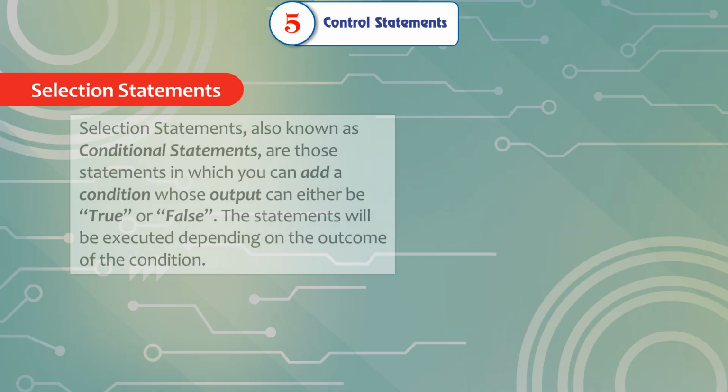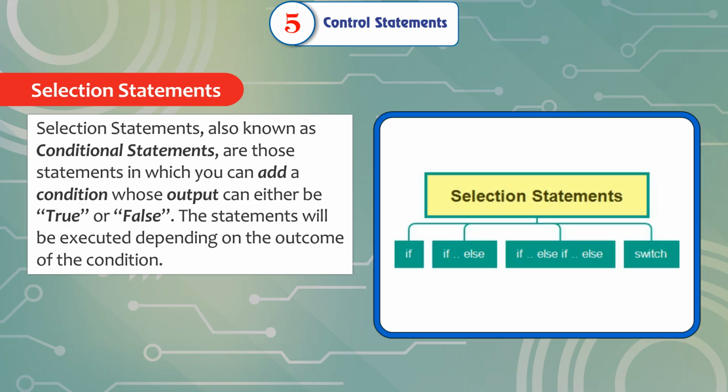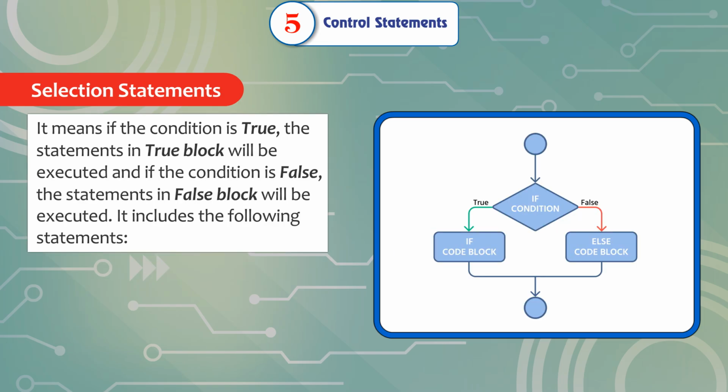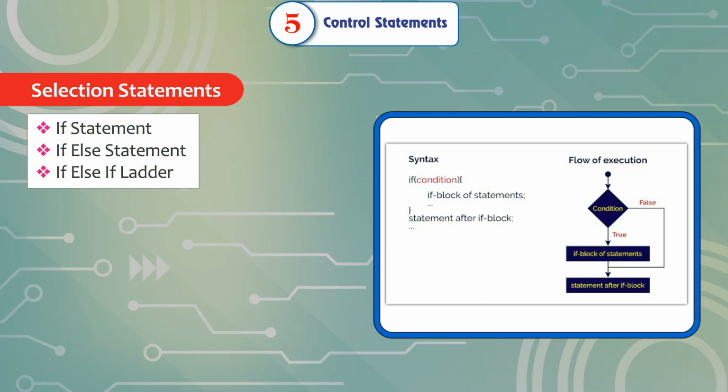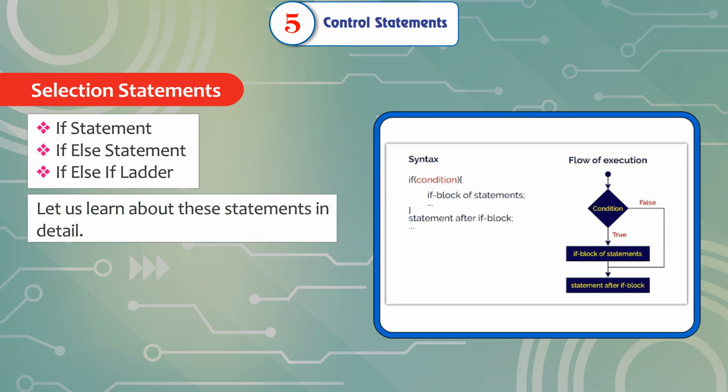Selection statements. Selection statements, also known as conditional statements, are those statements in which you can add a condition whose output can either be true or false. The statements will be executed depending on the outcome of the condition. It means if the condition is true, the statements in the true block will be executed, and if the condition is false, the statements in the false block will be executed. It includes the following statements: if statement, if else statement, if else if ladder. Let us learn about these statements in detail.